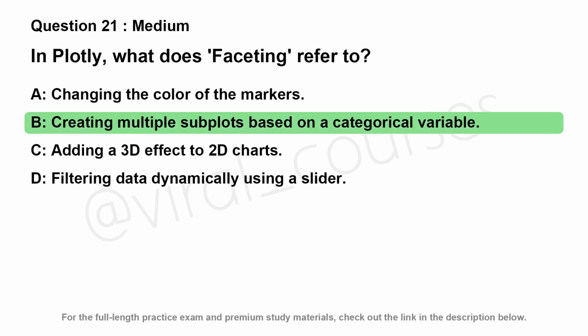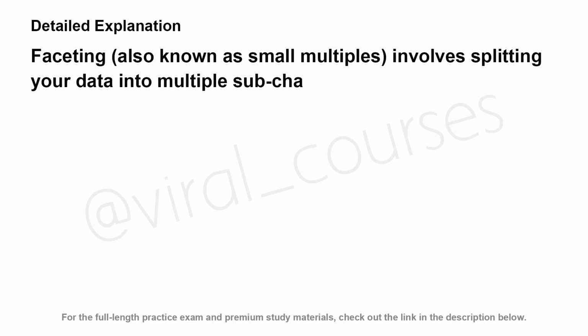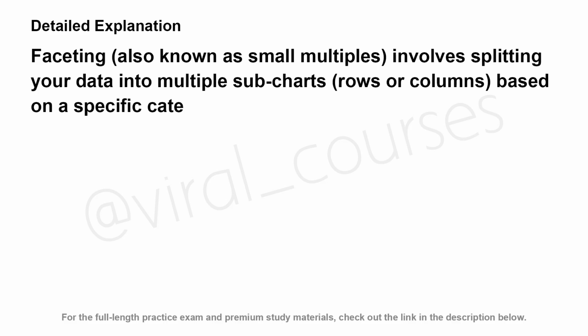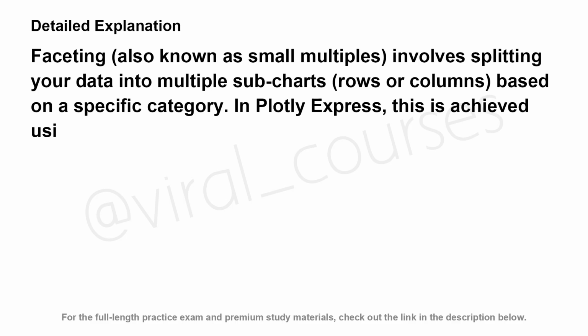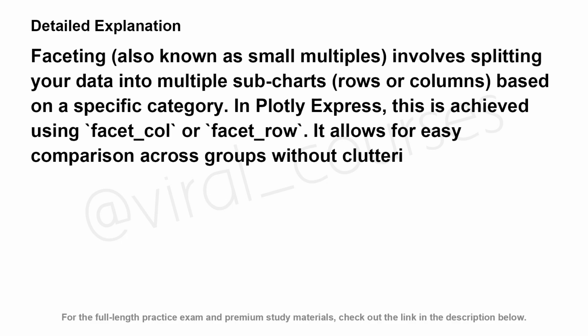The correct answer is B. Faceting, also known as small multiples, involves splitting your data into multiple subcharts, rows or columns, based on a specific category. In Plotly Express, this is achieved using facet_col or facet_row. It allows for easy comparison across groups without cluttering a single plot.